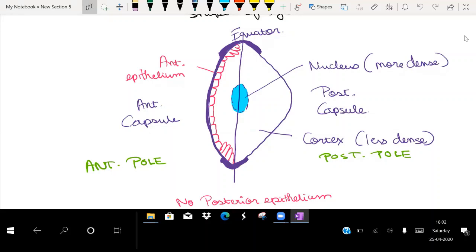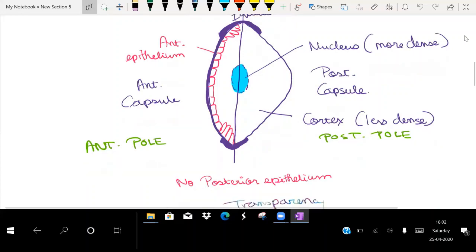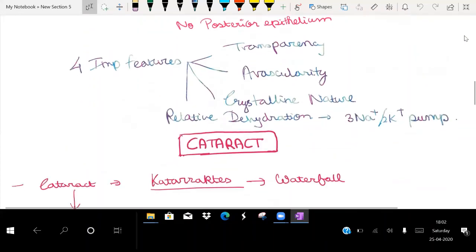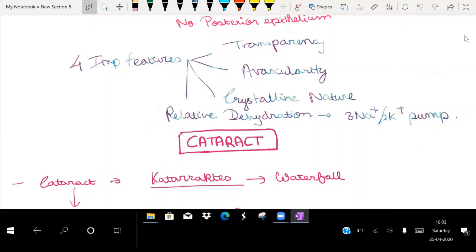Now, if you see, I have drawn the thickness of the capsule differently. That is actually the actual thickness of the capsules in the lens. So, the anterior capsule has an average thickness. The maximum thickness of the capsule is at the equator, and the posterior capsule is the thinnest. The four important features to discuss about lens are transparency, avascularity, a crystalline nature, and relative dehydration.